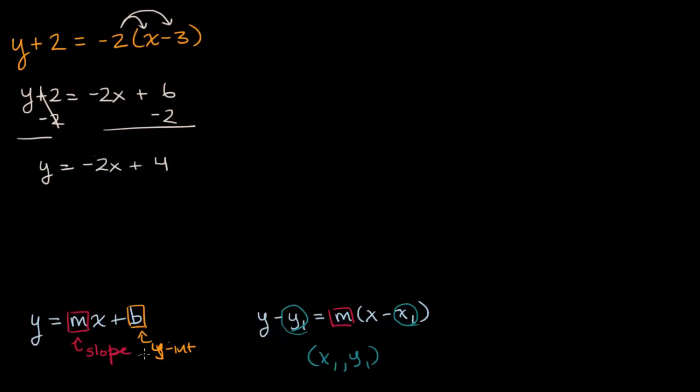And so here I am in slope y-intercept form. And once again, I could say, all right, my m here, the coefficient on the x term, is my slope. So my slope is negative 2. Let's do another example.